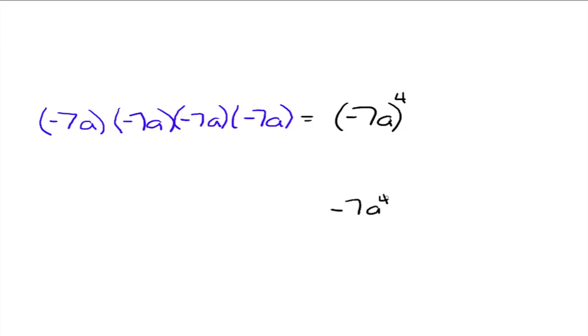And that 4 is only on the a. It's not even on the 7, because remember, the base for the exponent is the number that's immediately to its left. And so that would be the a. So it's very important to remember when you have parentheses and when you do not have parentheses. This down here just means negative 7 times a times a times a times a, and that's not what we have up here. Okay, enough on that.